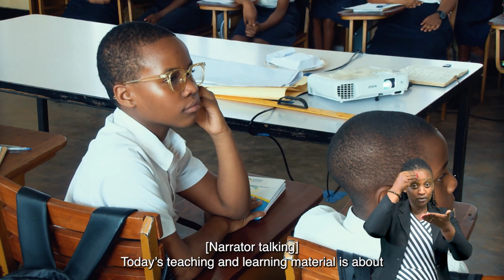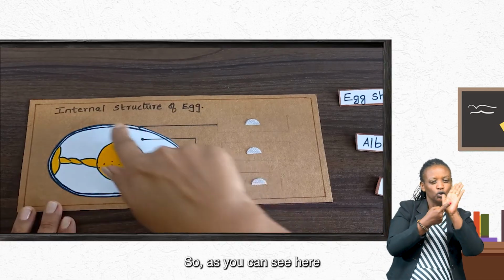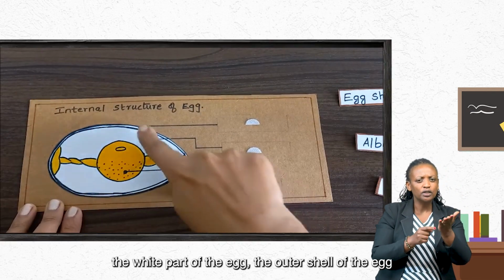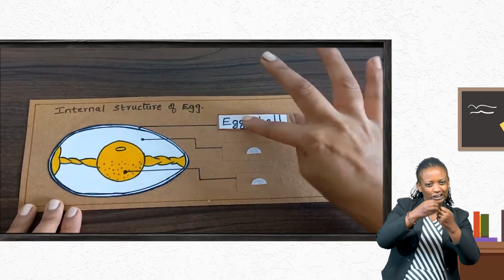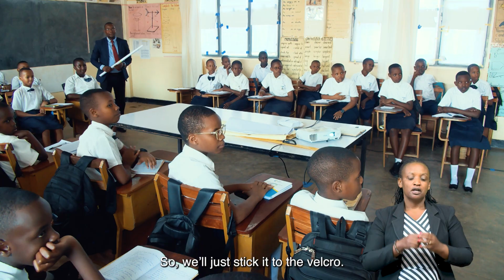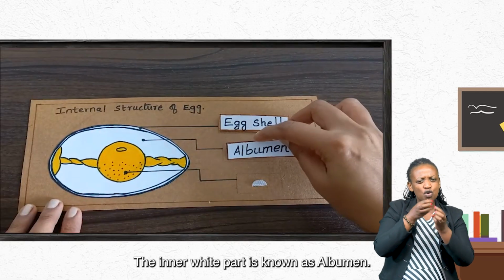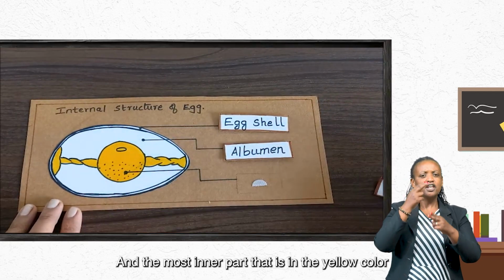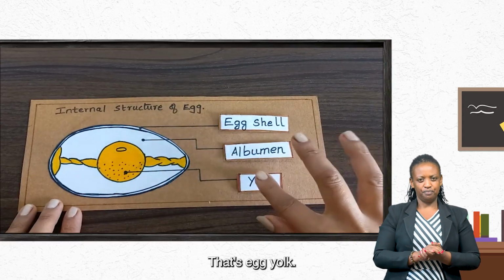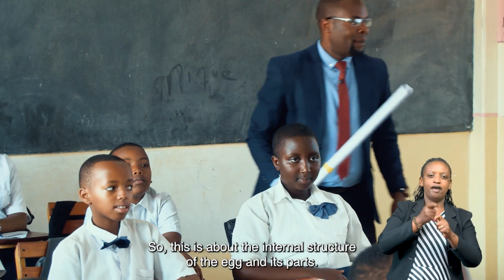Today's teaching and learning material is about the internal structure of the egg. So as you can see here, the white part of the egg, the outer shell of the egg is known as eggshell. So we'll just stick it to the Velcro. The inner white part is known as albumen. And the most inner part, that is in the yellow color, is known as the yolk. That's egg yolk. So this is about the internal structure of the egg and its parts.